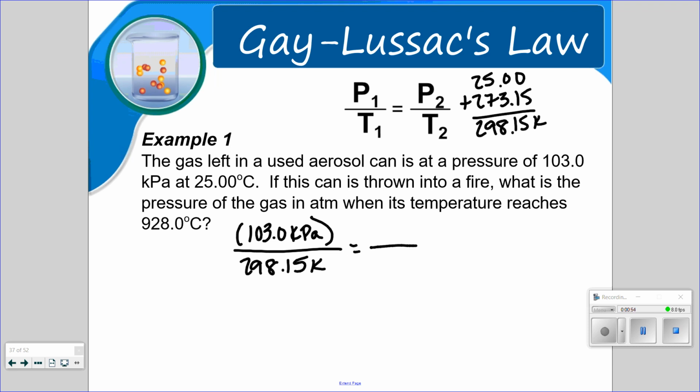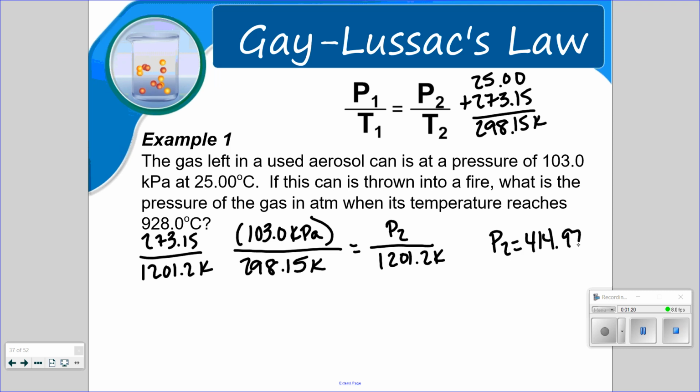Then my new pressure we're not sure of, so we're going to make that P2. And its new temperature was 928.0 degrees Celsius, so I'm going to add 273.15 to that. And I get 1201.2 following significant figures rules. Rearrange, and I'm going to solve for pressure, and I get P2 to be unrounded 414.971 kilopascals. Except my question asks for my pressure to be in atmospheres.